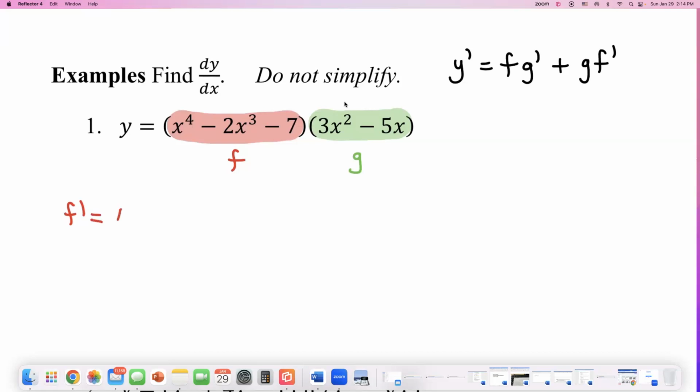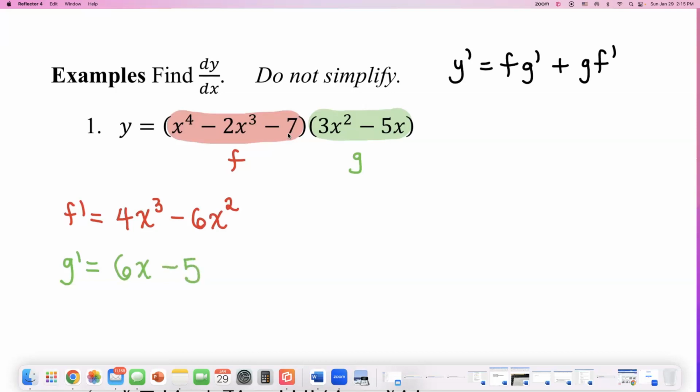We're going to get 4x to the third power minus 6x squared. And the minus 7 over here, that's a constant, so we will get plus 0 or minus 0, but we don't have to put that, right? So we got the derivative of that first piece. Let's find the derivative of g, g prime, and that will be 6x minus 5.